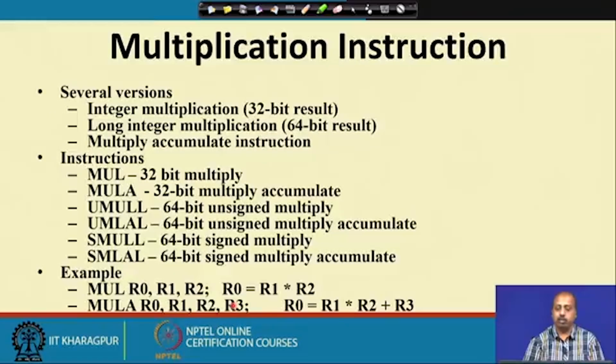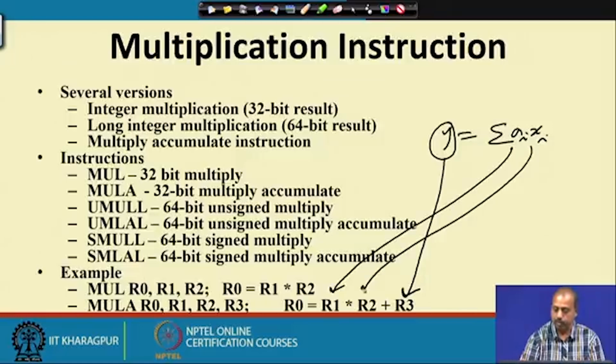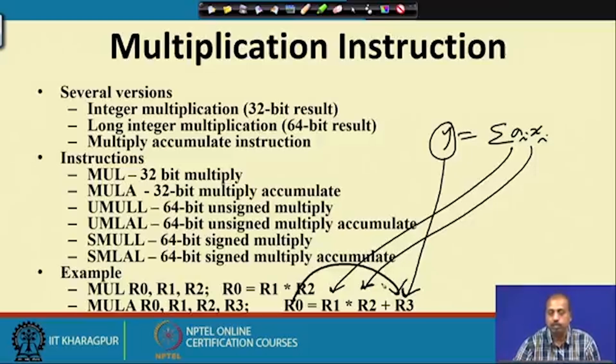This is good, because the MULA instruction can be used for operations like y equal to sigma ai xi. I can allocate y to R3, ai to the R1 register and xi to the R2 register, and then I can do this MULA, and after that we move the R0 register value to the R3 register. That way I can utilize the multiply accumulate for doing multiplication and addition simultaneously.